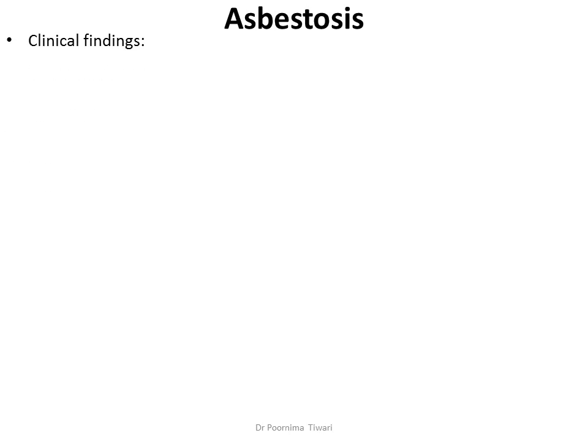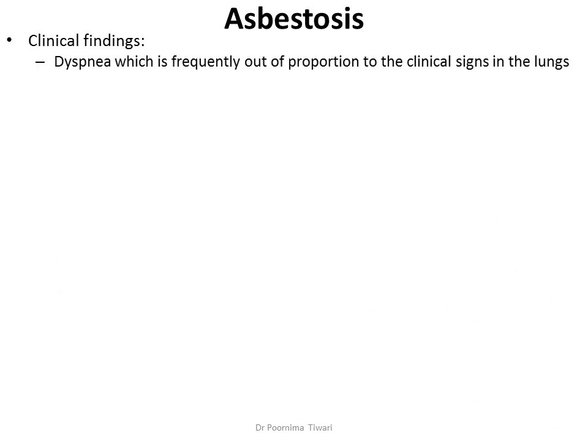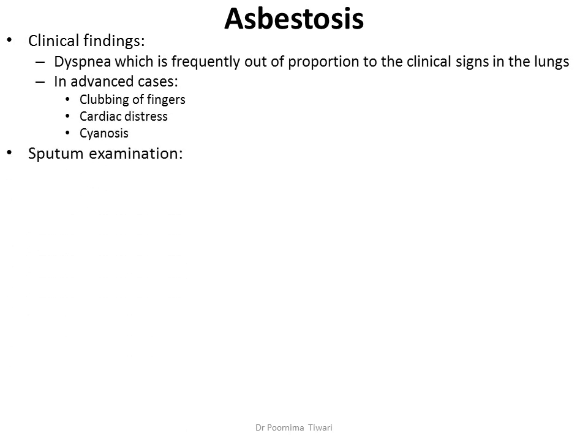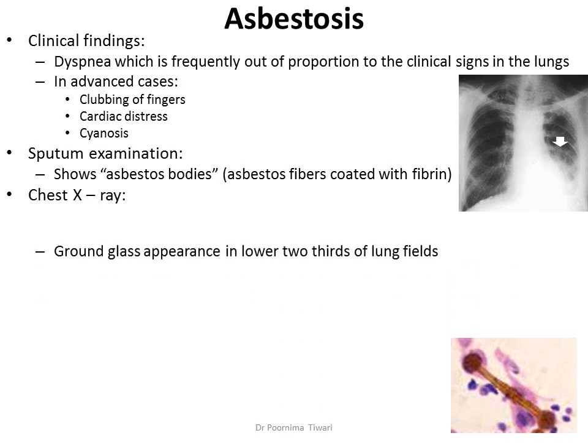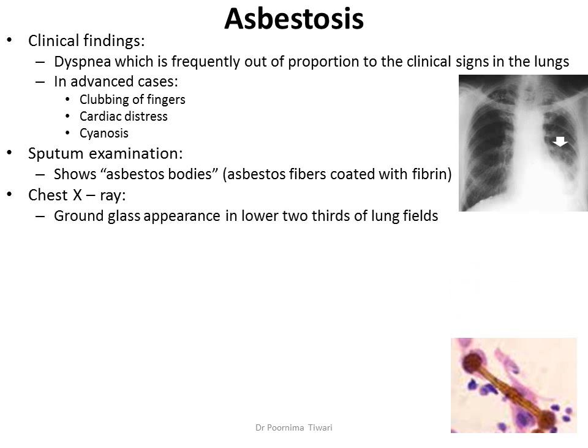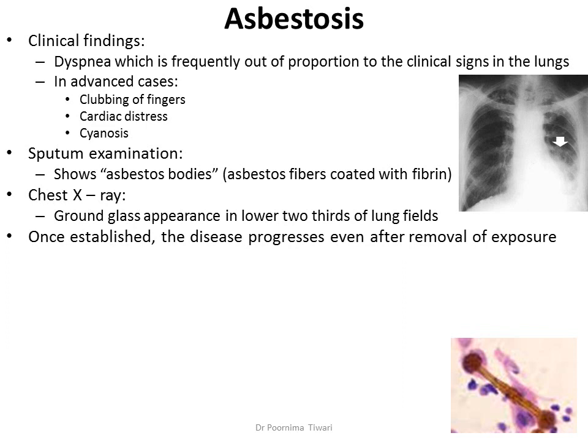Clinical findings in asbestosis: dyspnea, which is out of proportion to the clinical signs in the lungs. In advanced cases of asbestosis, clubbing of fingers can occur, along with cardiac distress and cyanosis. Sputum examination findings are typical. It shows asbestos bodies, which are asbestos fibers coated with fibrin. Chest X-ray, we have seen, shows a ground glass appearance in the lower two-thirds of lung fields. Once asbestosis is established, the disease progresses even after removal of exposure.